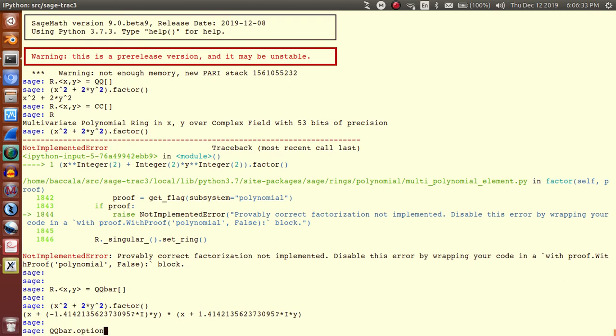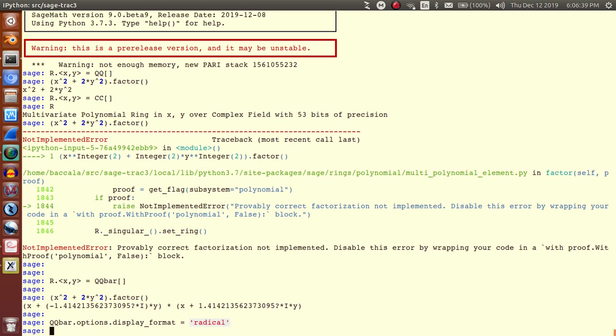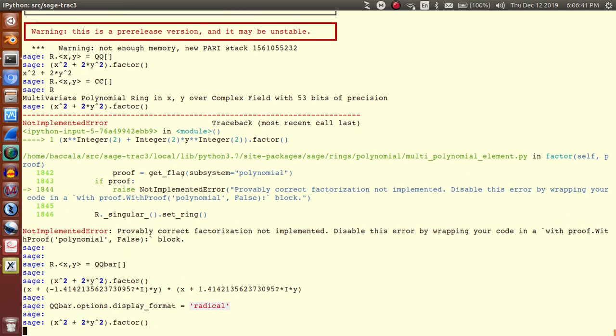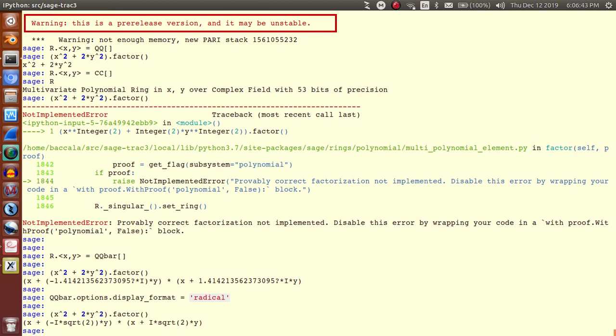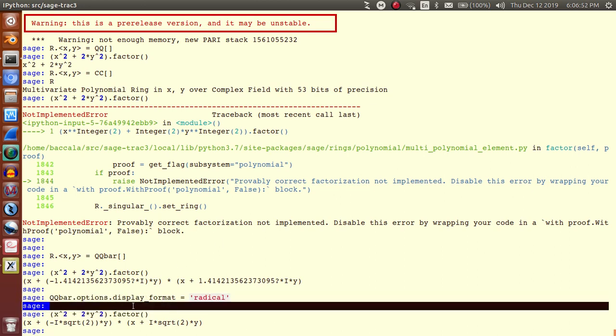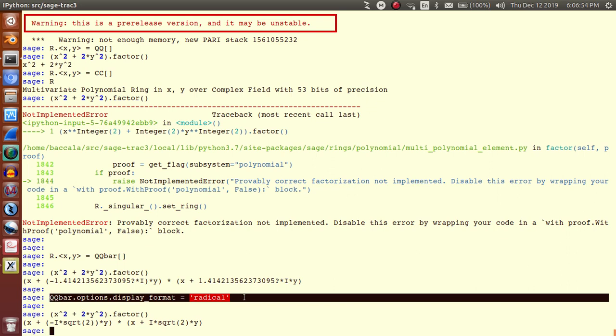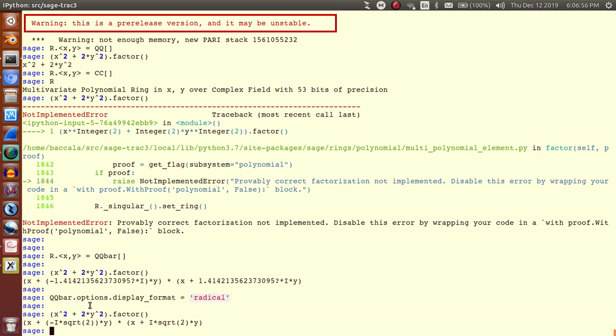We can set QQbar.options display format to be radical, and then if it is able to, it will display it. All we really changed was the display format. This is not the default because it can be slow. This can really slow things down. It will compute a radical form if it can find one, and it might take a while to do that.